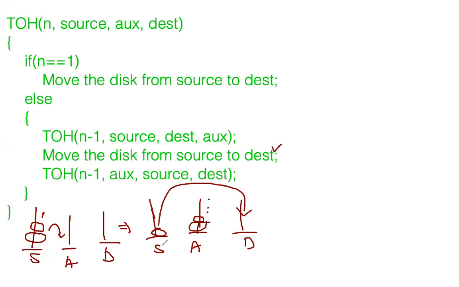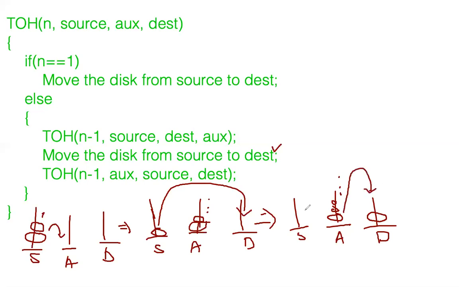And when we are done with this, my source is left with the n-1 pegs, and my destination is having the last peg. Now what I will do is take all the disks from the auxiliary to the destination, using this as the auxiliary peg. So this is the concept in gist.